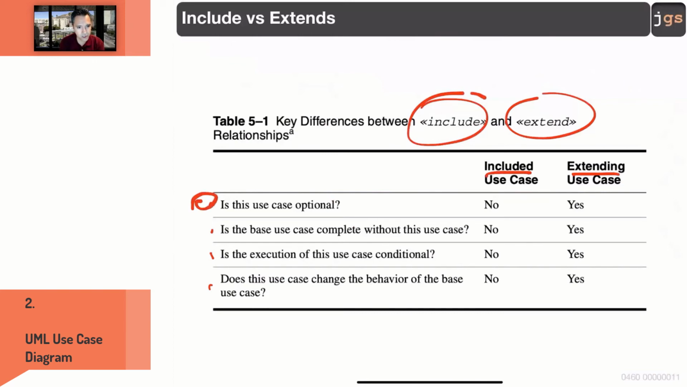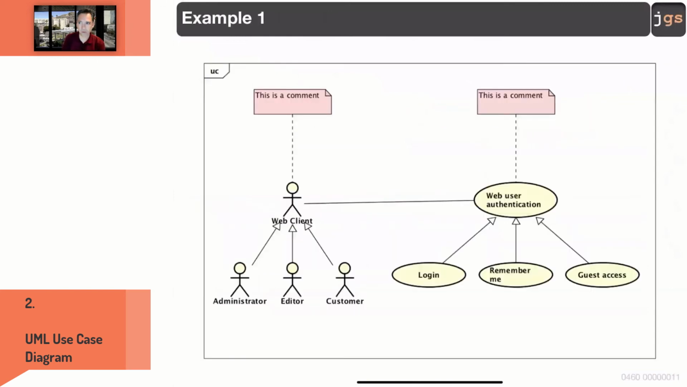Important, include. Not important, extend. At the center, always the base. Makes sense. So connection between the actor and the use cases, inheritance, include and extend. Examples that we can quickly review.